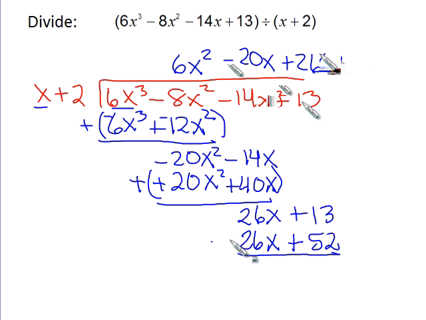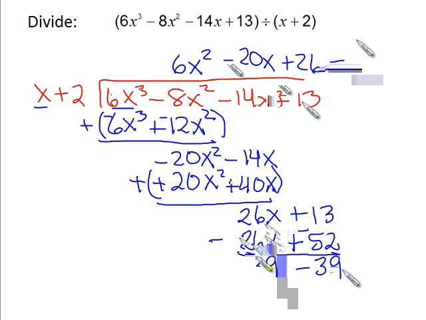And finally, I am subtracting these, so I'll go ahead and distribute that sign. The first term must cancel, and the second term becomes negative 39. So this is my remainder. I'm going to write my remainder as a subtracted 39 out of x plus 2. And because we have a remainder, it means that x plus 2 is not a factor of this polynomial.